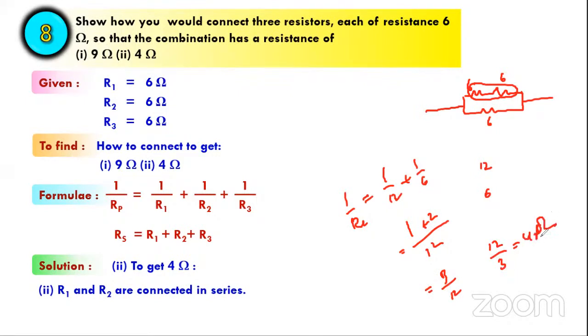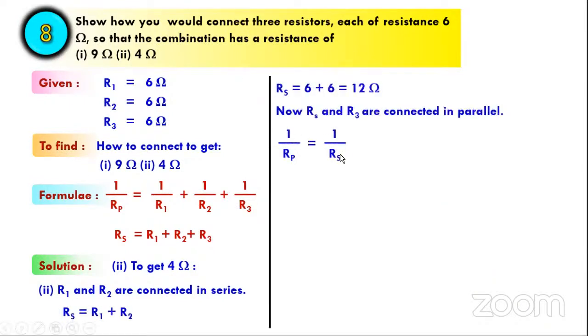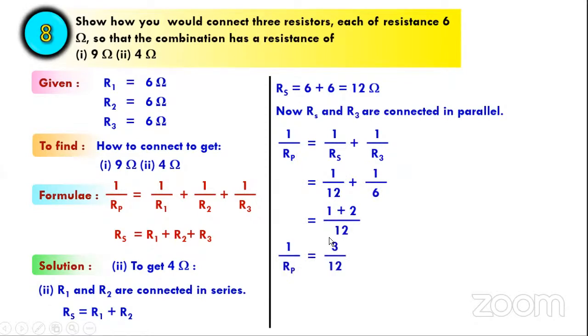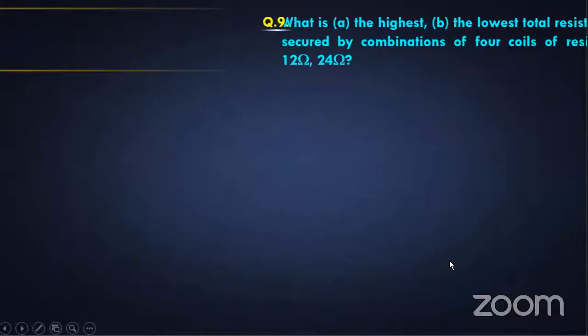4 ohms, sir. Yes. So there are chances of this type of question being asked in the exam. Is it clear? Very easy, but understanding the question is a little bit difficult. So the answer is 4 ohms. These two are in series and the other one is in parallel. The final answer is 3 by 12, that equals 12 by 3, and it gives 4 ohms.